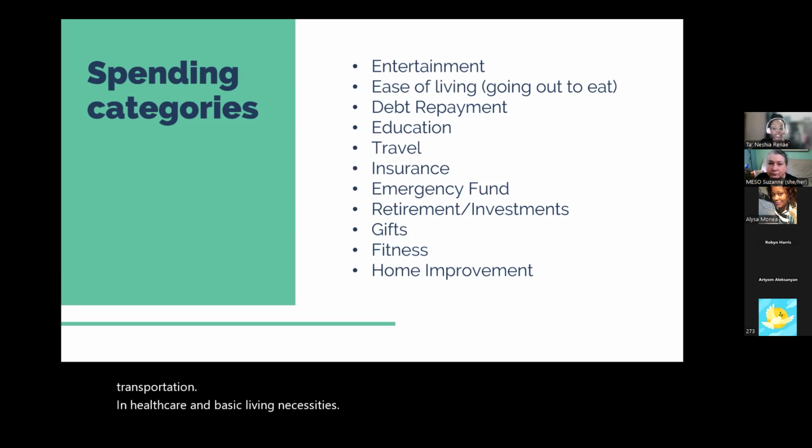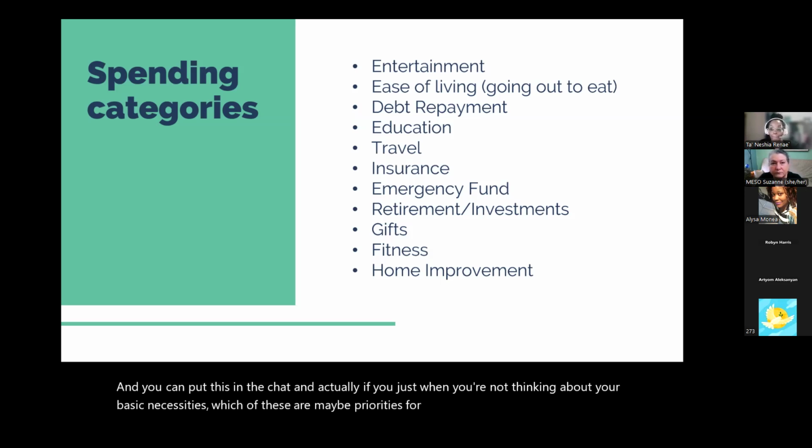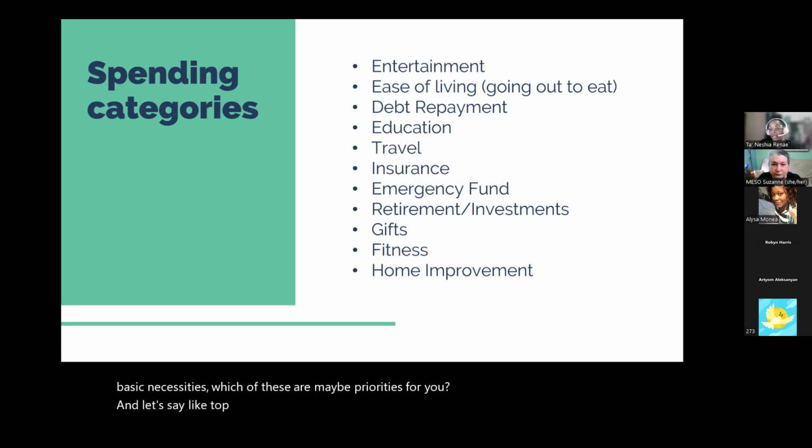So for the security type of personality, what do you think their top three priorities would be? You can put this in the chat. And actually, when you're not thinking about your basic necessities, which of these are maybe priorities for you? Let's say top three. Again, please feel free to share at any time or put it in the chat.